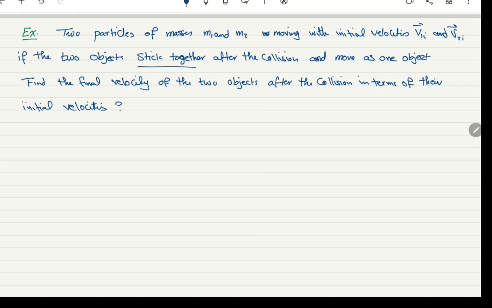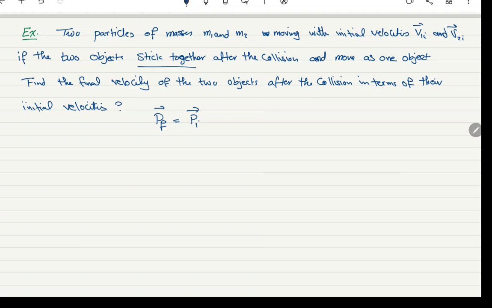In this case, only momentum is conserved. Kinetic energy is not conserved at all. So in this case, P final equals P initial. So the momentum before the collision equals the momentum after the collision.